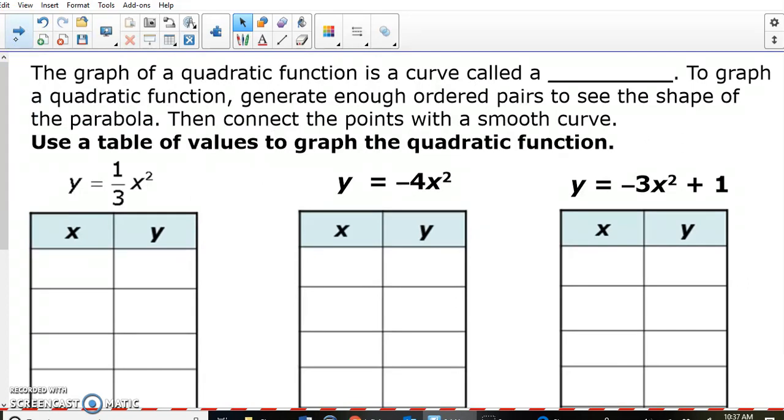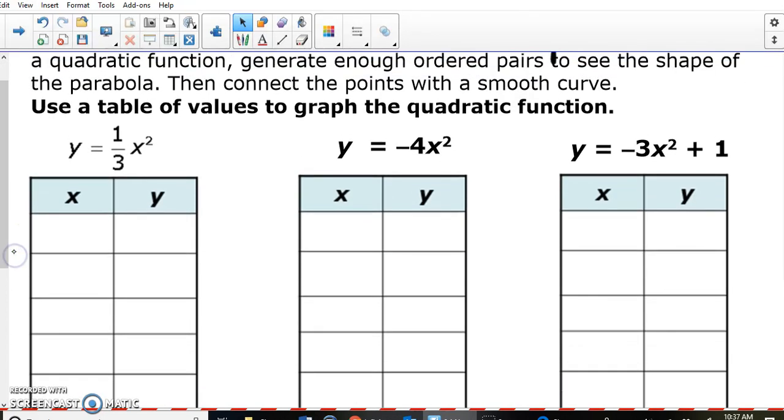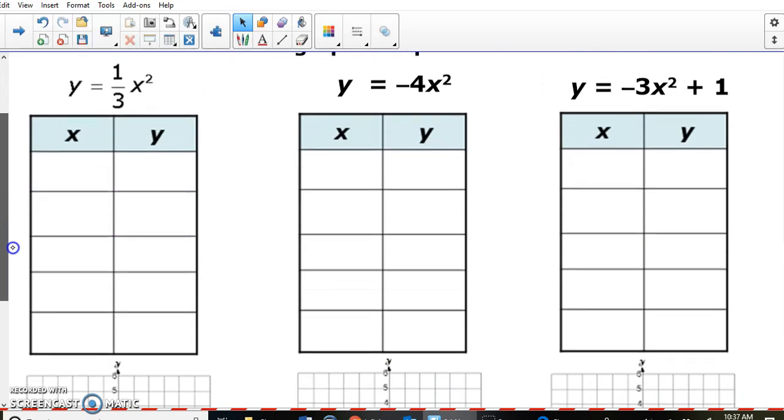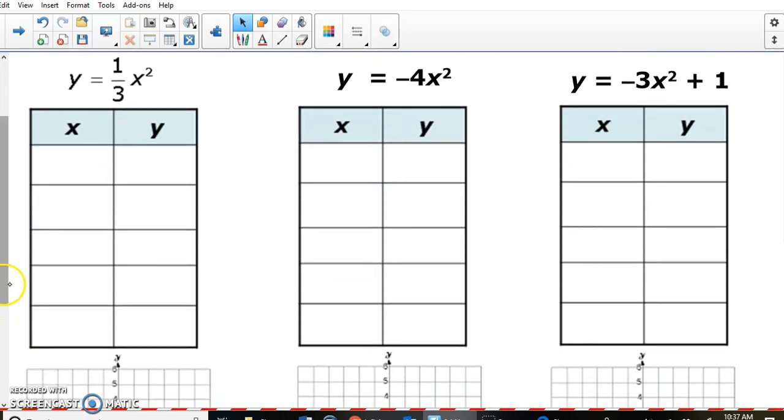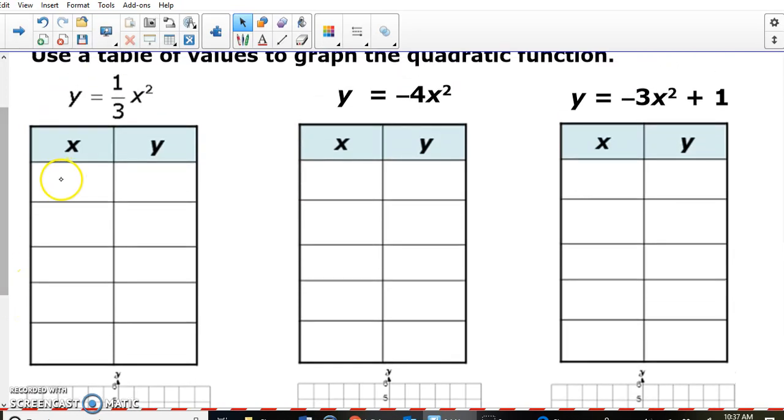The graph of a quadratic function is a curve called a parabola. We've talked about that before, just meaning it has to have a U shape. In order to graph them, we are going to pick some x values, enough of them so that we can see the shape of the parabola. For example, maybe I'll start with -2, -1, 0, 1, and 2. Once I've picked my x values, I'm going to plug those in for x in my equation and then solve for y.